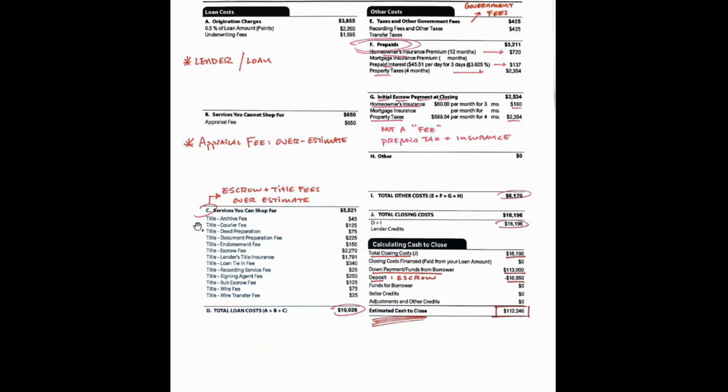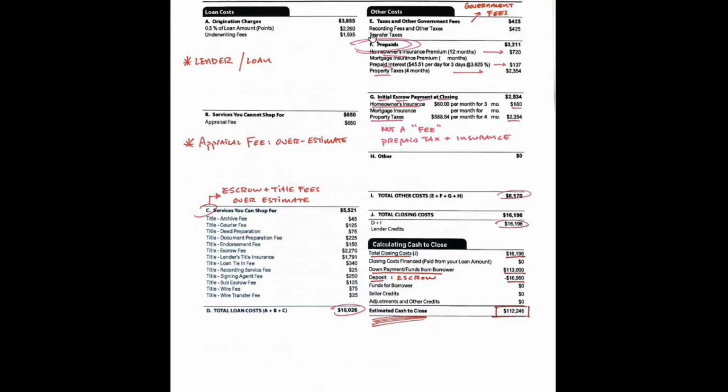Then section C are some of the third-party fees, such as escrow and title. These are also overestimated. And again, escrow and title fees are all combined here. They add up in this estimate to $5,521. Then in the upper right, these are recording fees and government fees, also an overestimate, of $425.